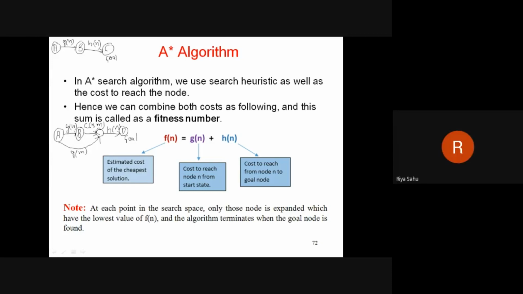D is directly reaching the goal node, that is the heuristic value. C is some node and D is your goal node. So from C to D, the value is h of n value, the heuristic value. Here, like B to C, B is some other node and C is some other node. So from some node to the goal node, that is the h of n value.